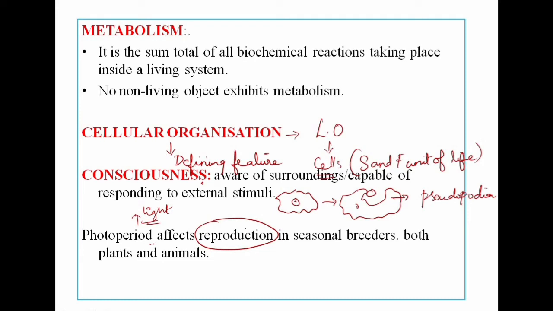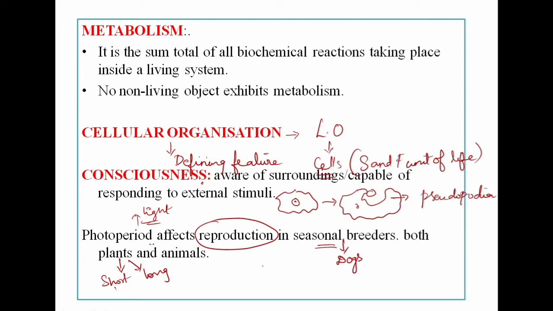So they reproduce only in that particular season of the year, and that's why they are called seasonal breeders. For example, dogs. And plants: some plants are called short-day or short-period plants and long-period plants, okay. So they depend solely on the light for reproduction.